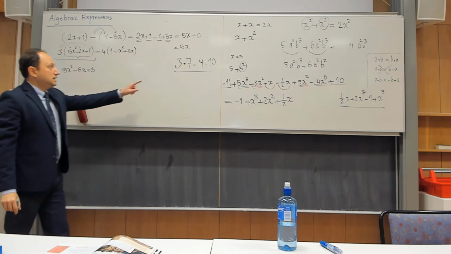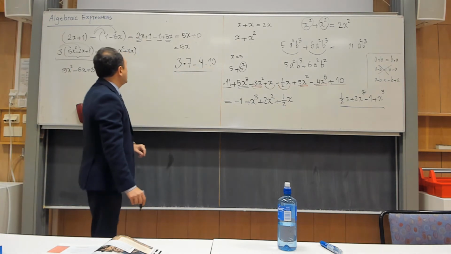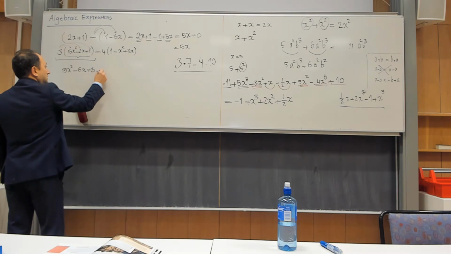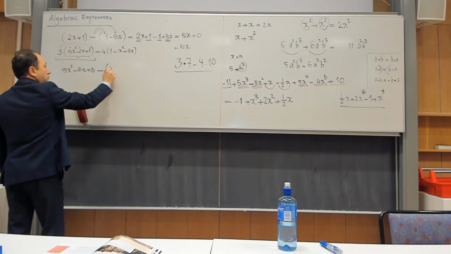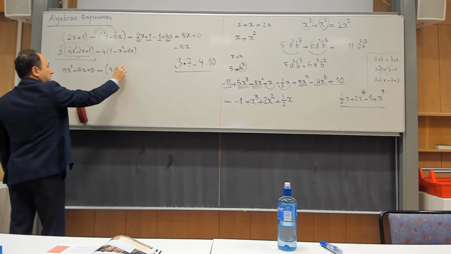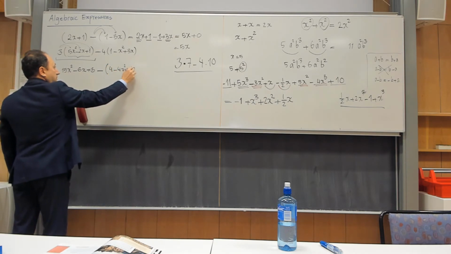Okay, you know that here I have to do the multiplication first. So I keep the sign and then I multiply 4 inside. So it becomes 4 minus 4x squared plus 12x.